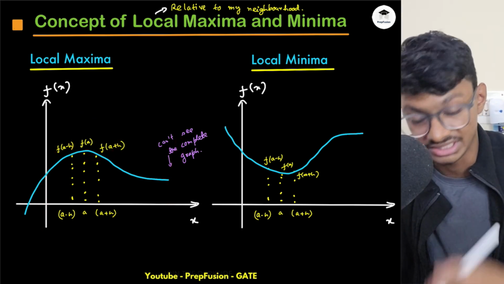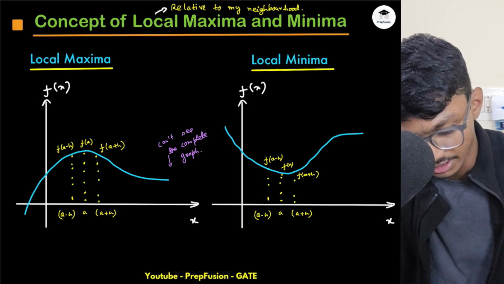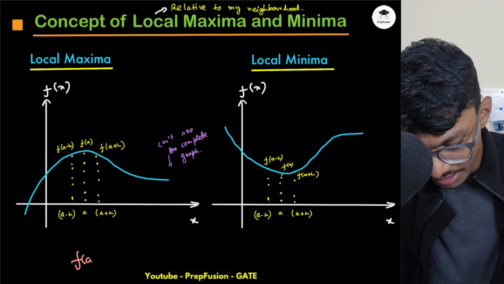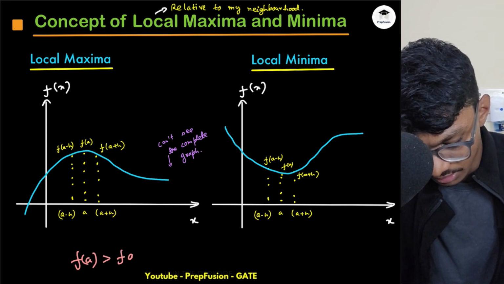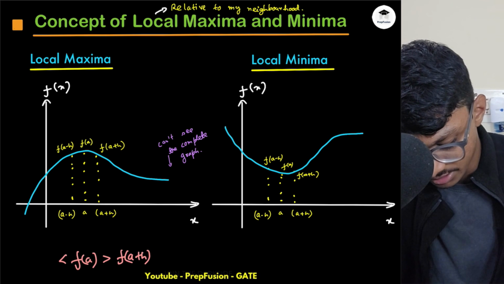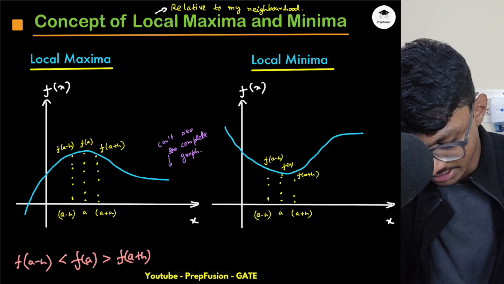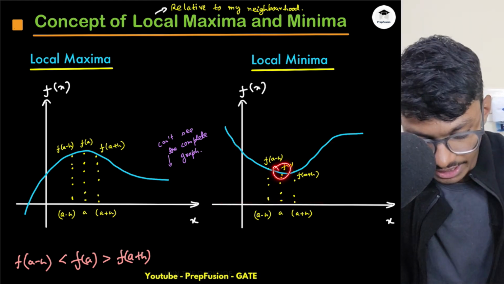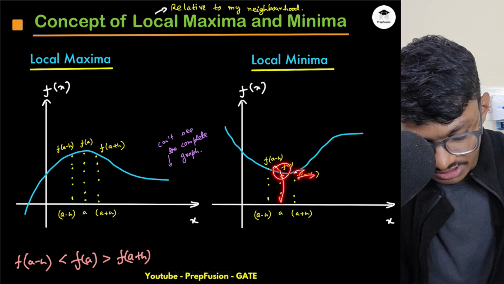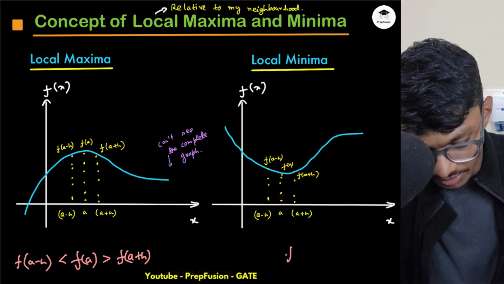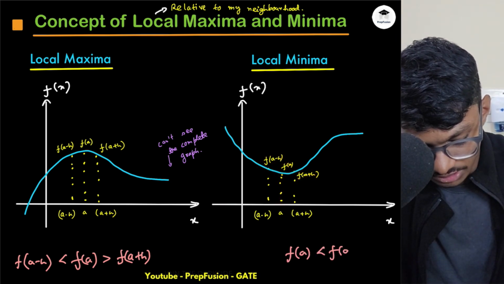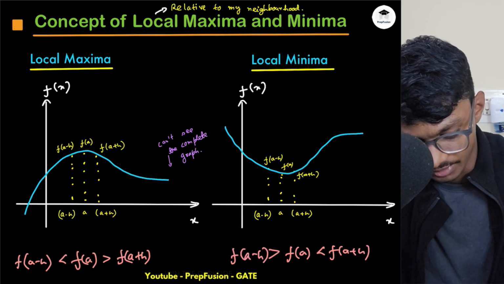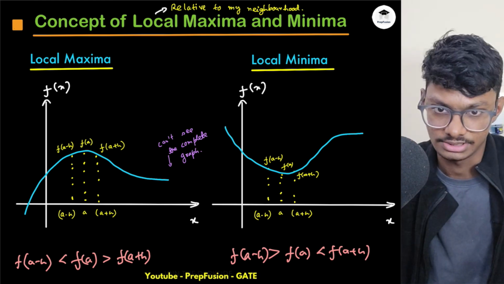So mathematically, how can I represent this? Mathematically, I can write that f of a is greater than f of a plus h. Also, it is greater than f of a minus h. Near its neighborhood, it is greater than everything. Same thing for minima also. Here I can observe that this f of a is less than f of a plus h and f of a minus h. So I can write f of a is less than f of a plus h and f of a minus h. Okay, so that is the case.